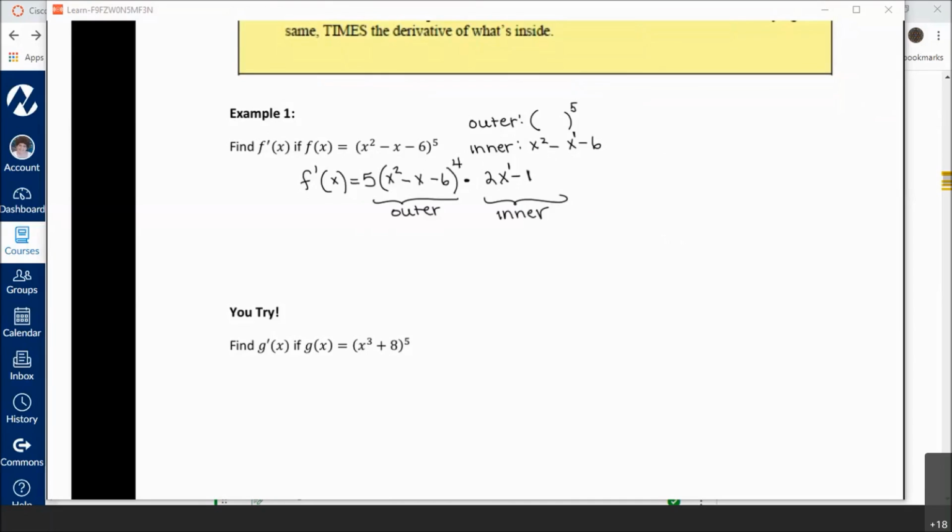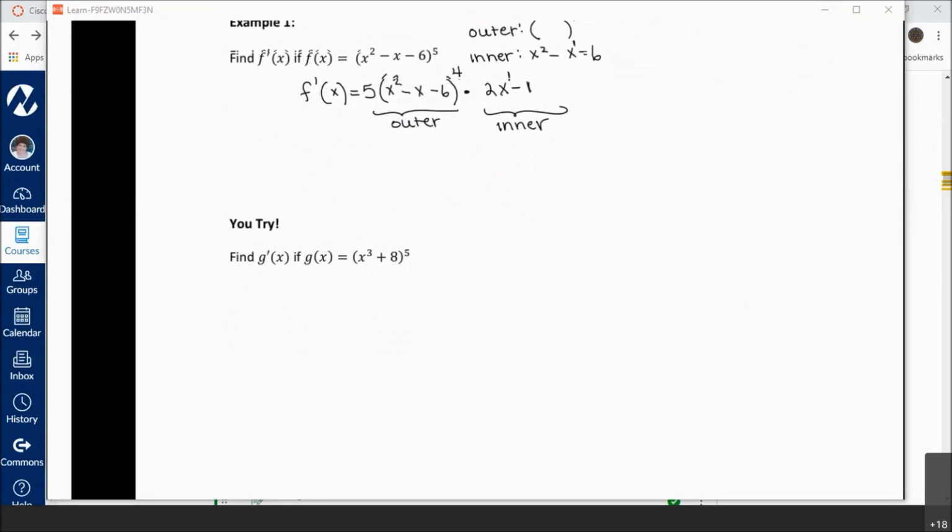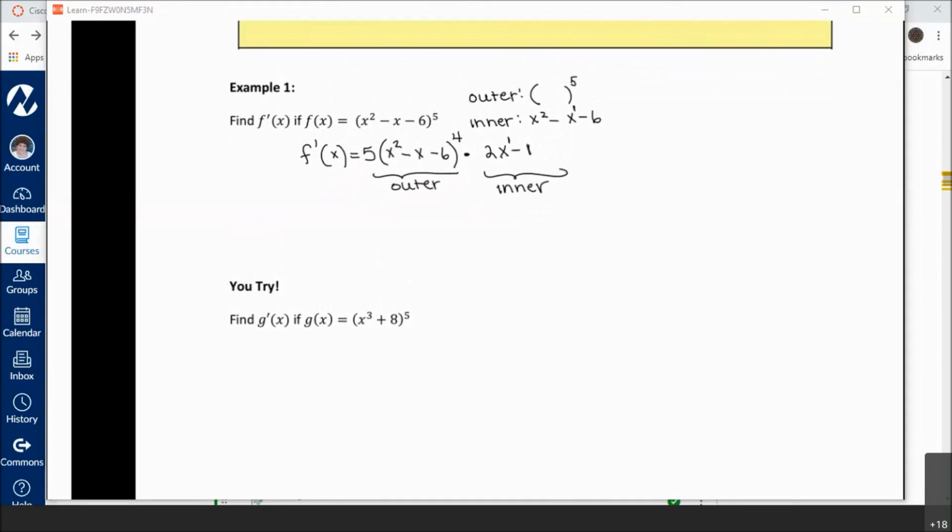Okay, is that better? Any other questions? Okay, good. And again, I know you're getting used to the rules, so you don't exactly have them at your fingertips yet. Don't feel hesitant about asking. Ask. Okay? So I'm going to leave this up here for you to see it, and you try finding g prime of x.